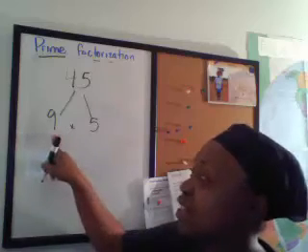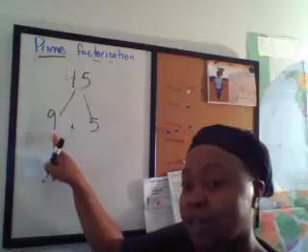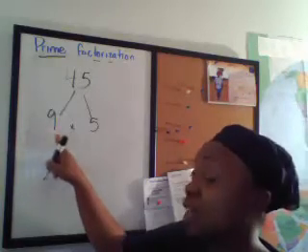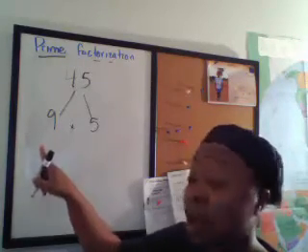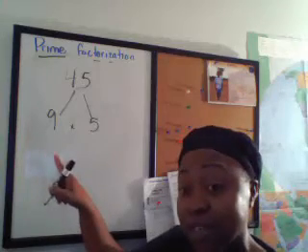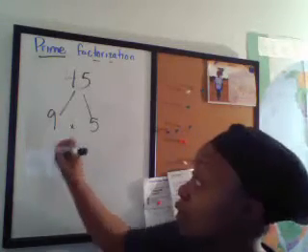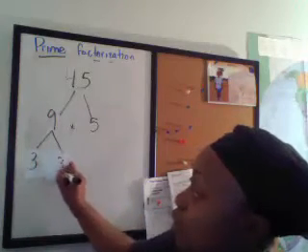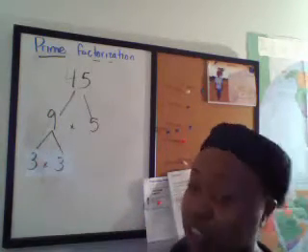I look at 9, I say, is 9 a prime number or a composite number? It is a composite number because 9 times 1 is 9, but there are other factors for 9. That's what makes it a composite number. Okay? So I would automatically think of 3 times 3. Put my invisible multiplication sign.